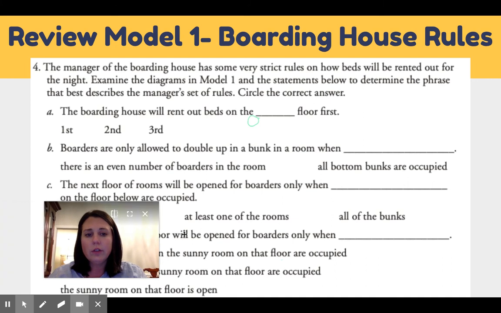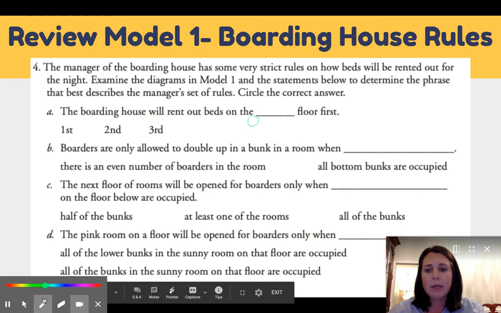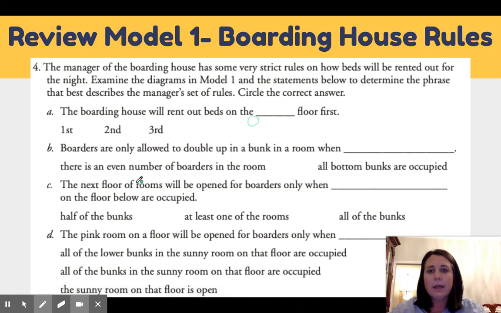So you should have finished Model 1 a few minutes ago. Let's see if we can fill in some of these blanks. It says the manager has strict rules. This is some of the stuff we already talked about. We're going to start filling up beds on the first floor. Boarders are only allowed to double up when all the bottom bunks are occupied. The next floor is filled up when all the bunks on the floor are occupied. And the pink room is only filled when the sunny room on that floor is occupied, or filled up.